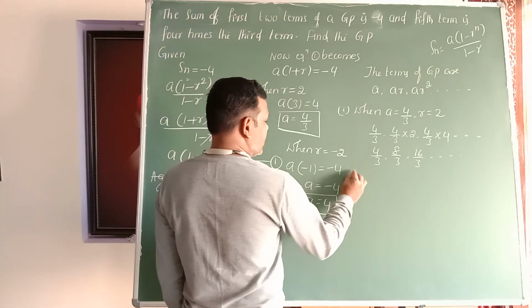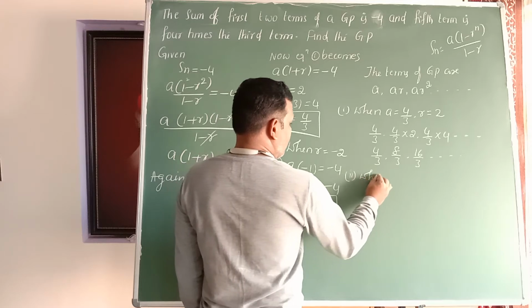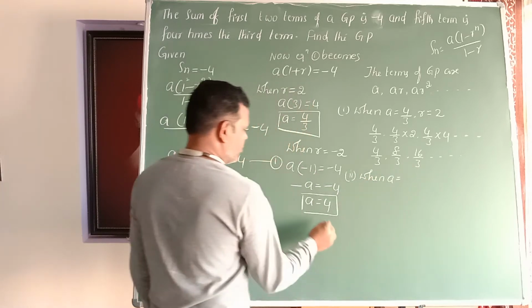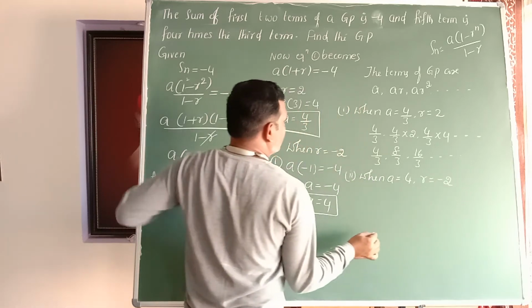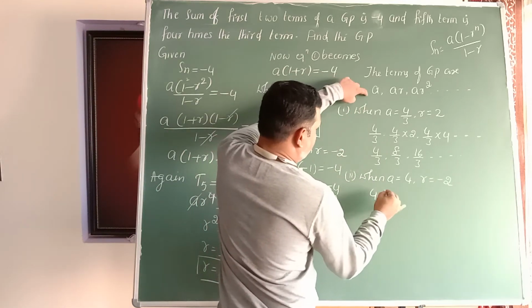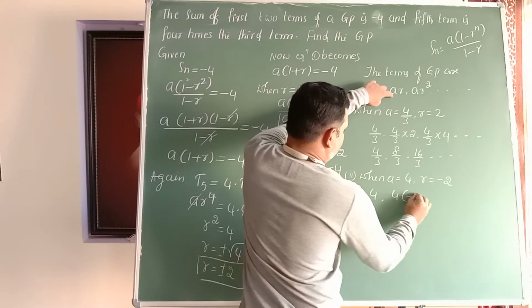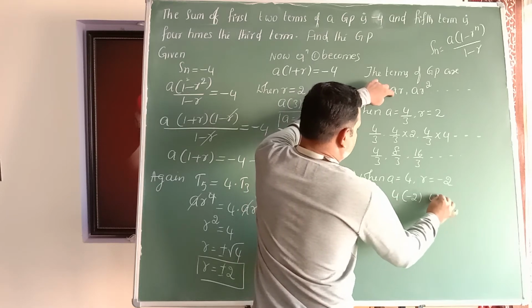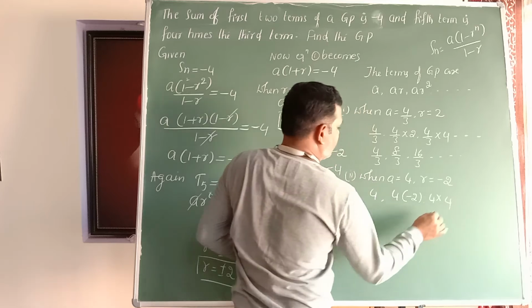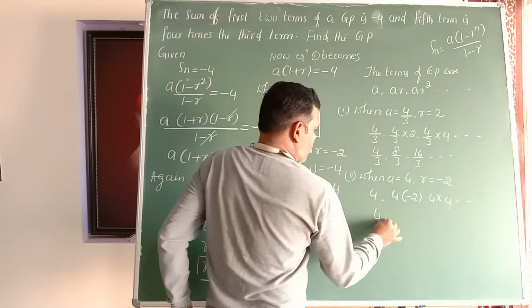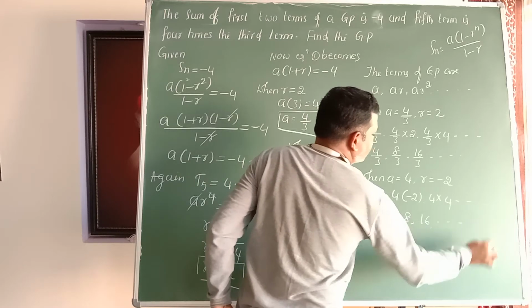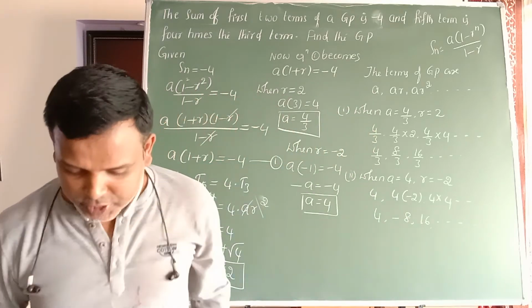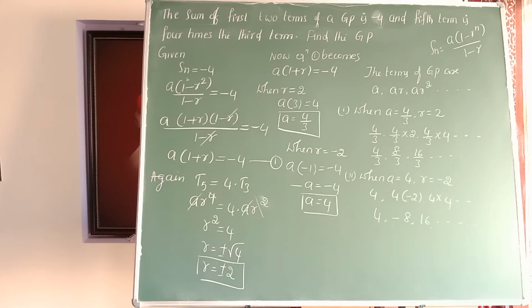Second one is when a is equal to 4, r is equal to minus 2. What happens here? a is equal to 4, comma 4 into minus 2, comma 4 into minus 2 square, which is 4. So this becomes 4, minus 8, and 16, and so on. This is the given geometric progression. Understand my point. Go with the solution once again.